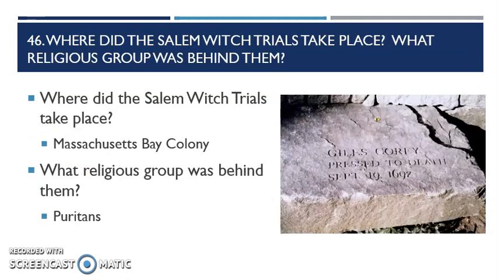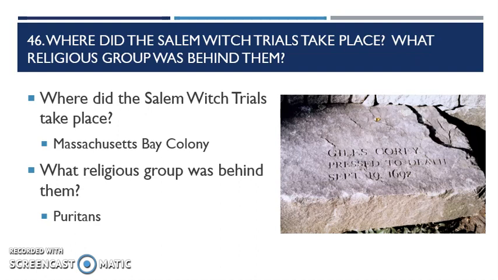So 46 is, where did the Salem witch trials take place, and what religious group was really behind it. So the Salem witch trials are in the Bay Colony, Massachusetts Bay Colony. Salem is short for Jerusalem, so they believe that they're going to be the new holy city, and that's part of the reason why they're calling it that. And the religious group behind it is the Puritans.